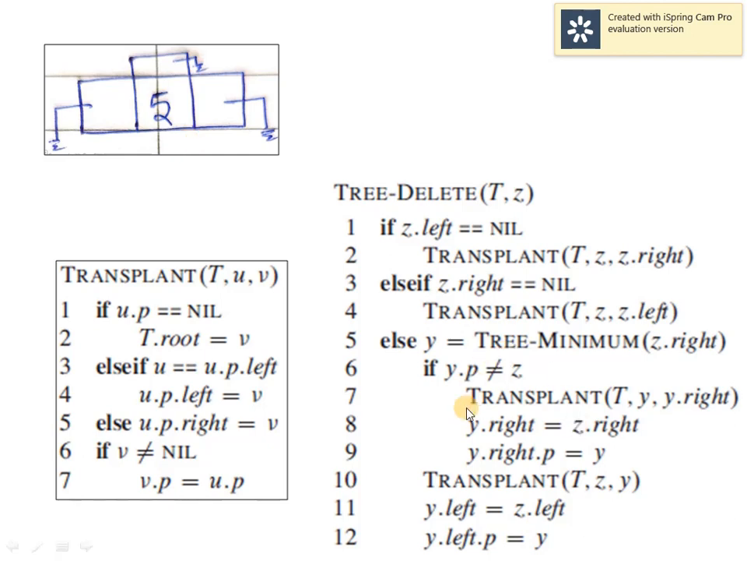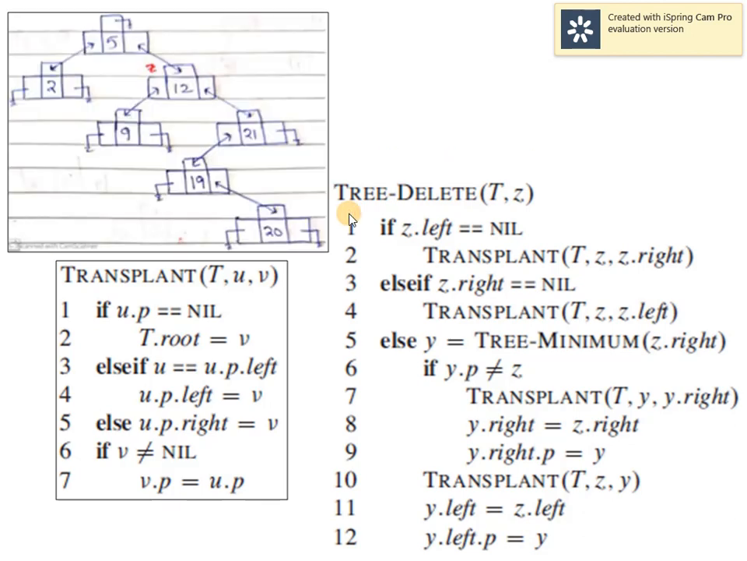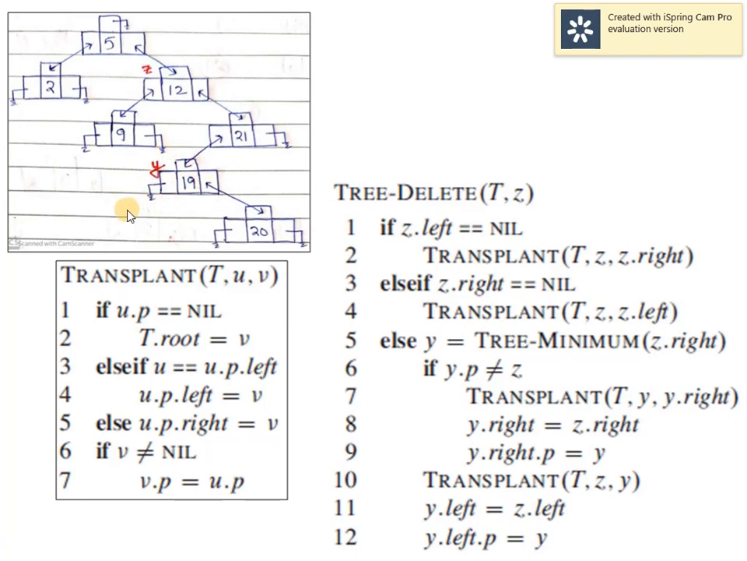Next we have to look at the two child case. In the two child case there can be two things, so we are going to discuss two examples for this condition. Let's say this is the tree and we are trying to delete node 12. Line number 1 will give us false, and line number 3 will also give us false. So at line number 5, we have to find the minimum in z.right and point that node with y. When the tree minimum procedure gets executed in the right subtree of 12, y will point to this node 19. So we have something like this.